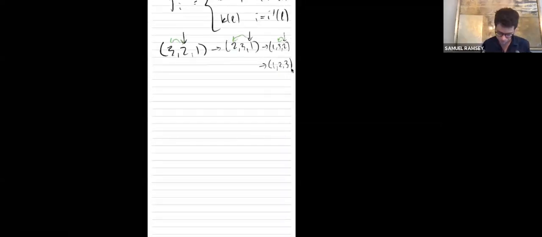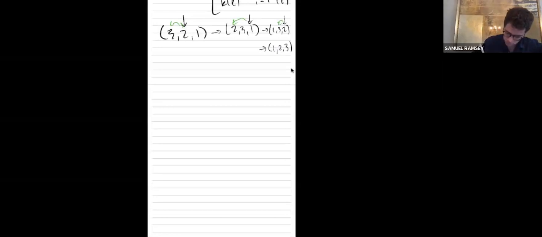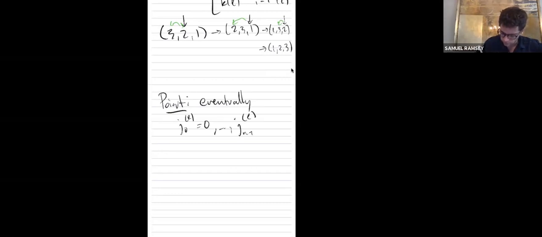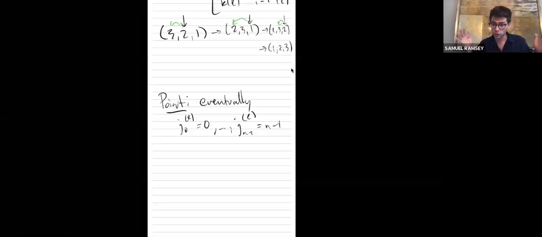Okay, so what's the point? The point is eventually I get that J0L equals 0 and J0L n minus 1 equals n minus 1. So if I do it enough, I'll eventually get in the right order, agreeing with I0.